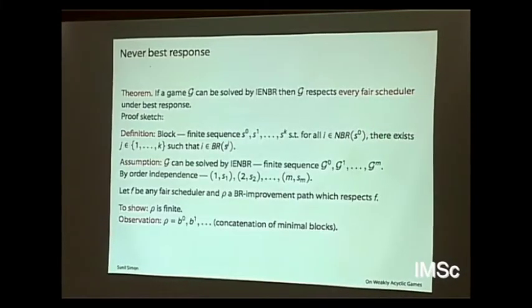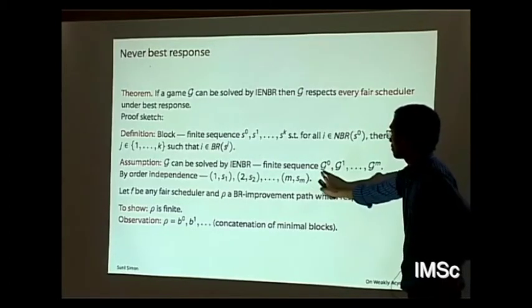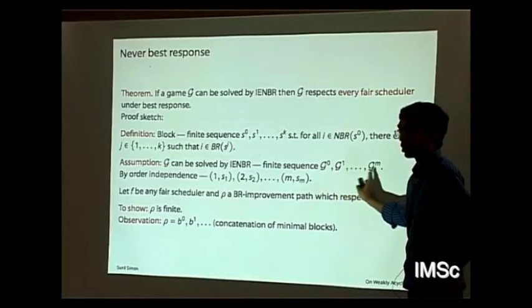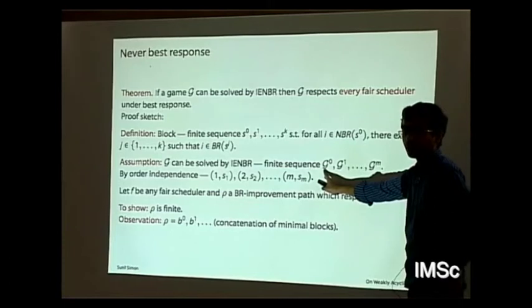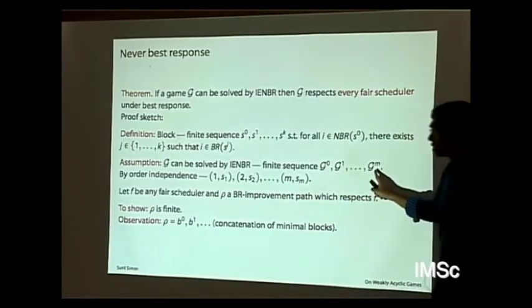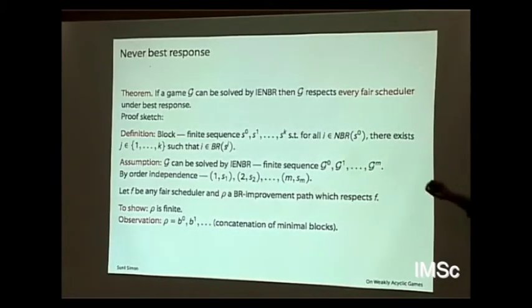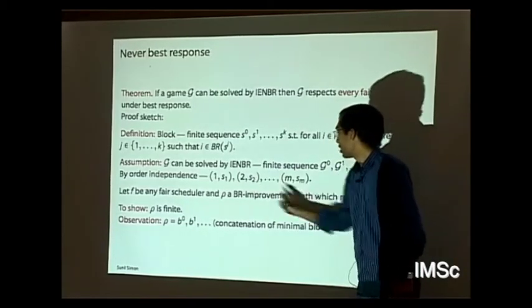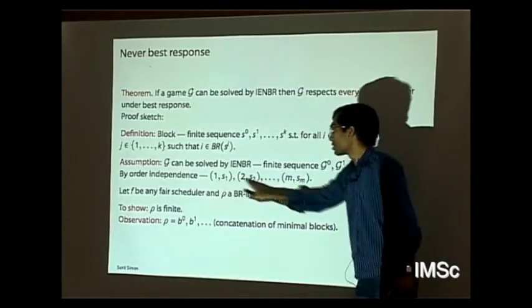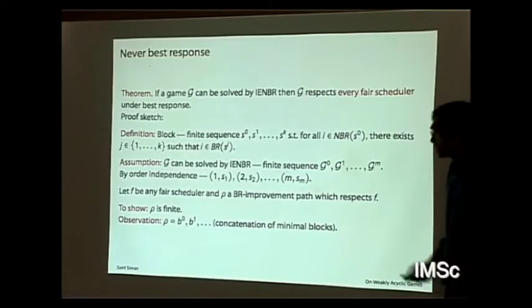And so the assumption, the premise, is that the game can be solved by IE and BR. What does that mean? There is a finite sequence of game reductions that you can do, going from G0, the initial game. You can remove some strategies, go to G1 and so on, and you reach GM, which has a unique strategy profile. That's the meaning of IE and BR. By the order independence result, it doesn't matter how you remove strategies. You can always get some sequence of removal of strategies such that you solve the game.